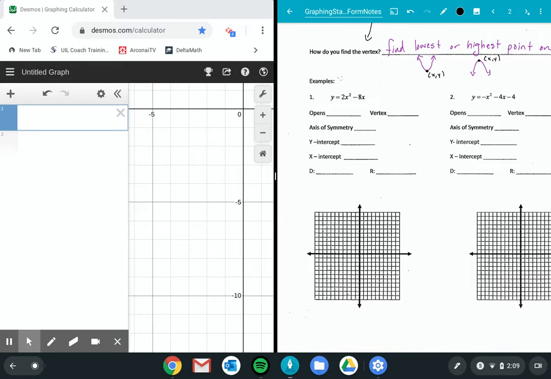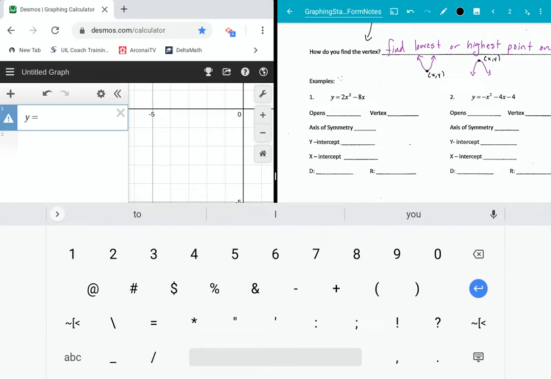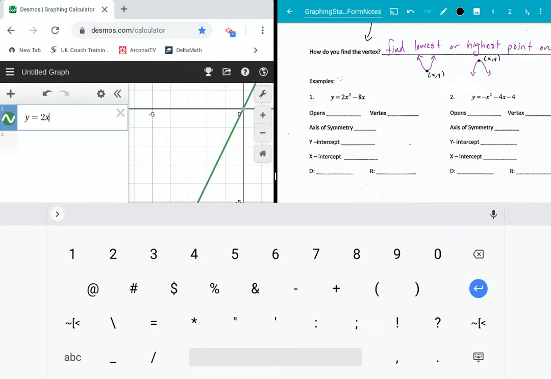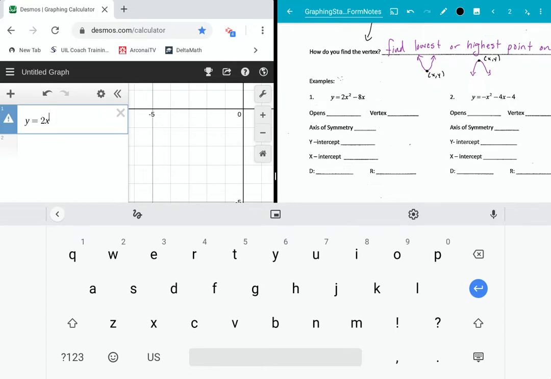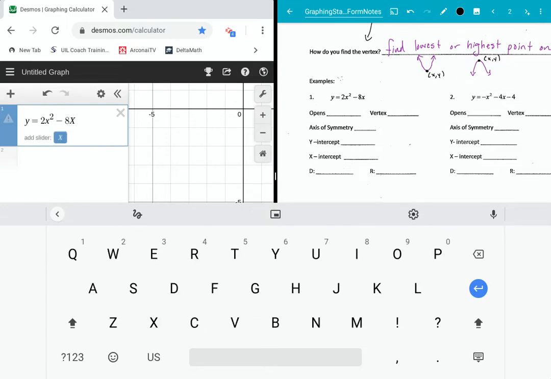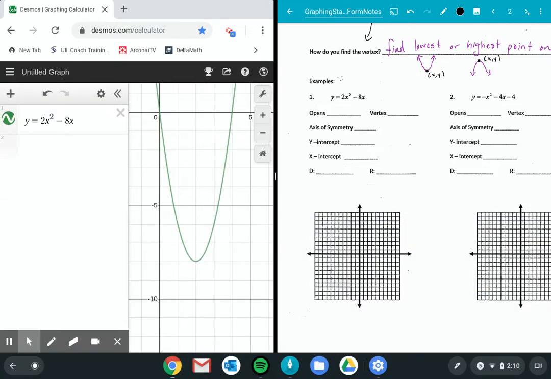Okay. So now all I'm going to do is go to Desmos and type in the equation for number 1. So y equals 2x squared. So we need to put a little bracket, the little up arrow, and then put a space, and then minus 8x. Don't know why it's capitalized. There we go. So let's bring this into focus.